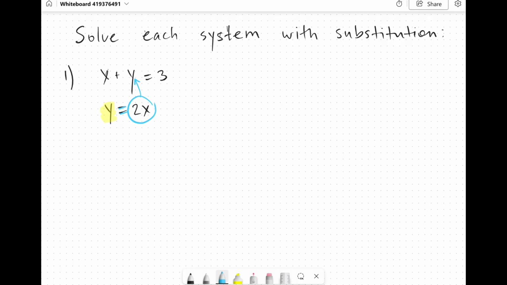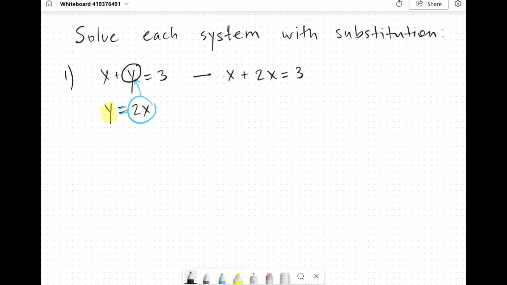So I will be rewriting my first equation. I will not be using the second equation anymore. And in place of this y, because it tells me y equals 2x, I will be writing 2x. So here's your new version of the first equation. X plus 2x equals 3. It used to be x plus y equals 3, but we have x plus 2x equals 3.